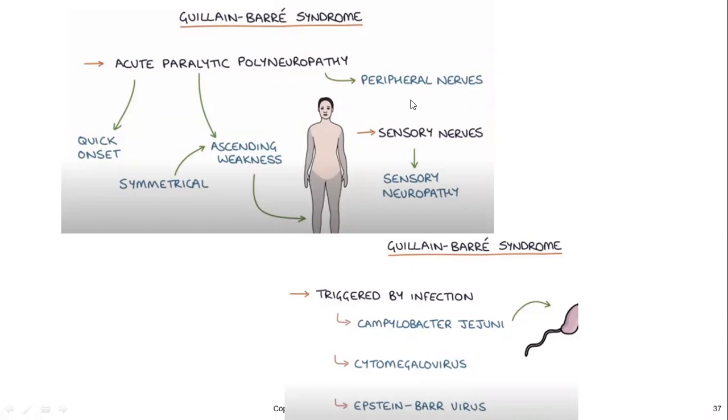When the myelin sheath is destroyed or damaged by autoimmune attack of the peripheral myelin sheath, especially of sensory nerves, it is called sensory neuropathy. There are some trigger factors, and one is infection. It is usually Campylobacter jejuni, cytomegalovirus or Epstein-Barr virus. So infection, especially GI infection, is a predisposing event.